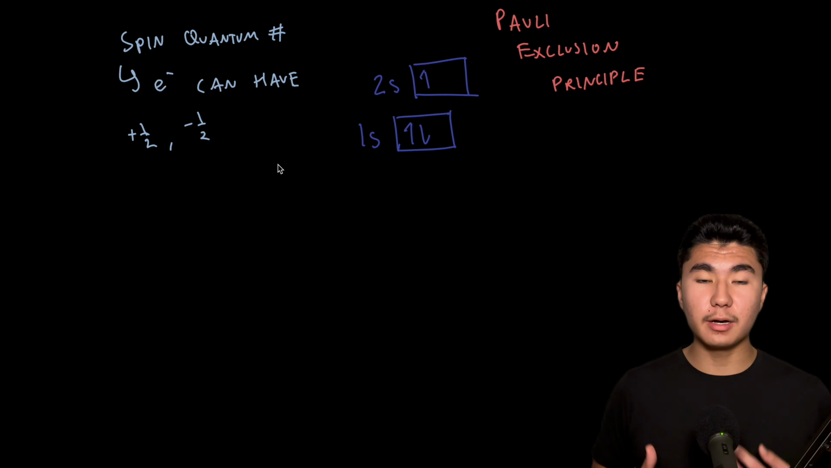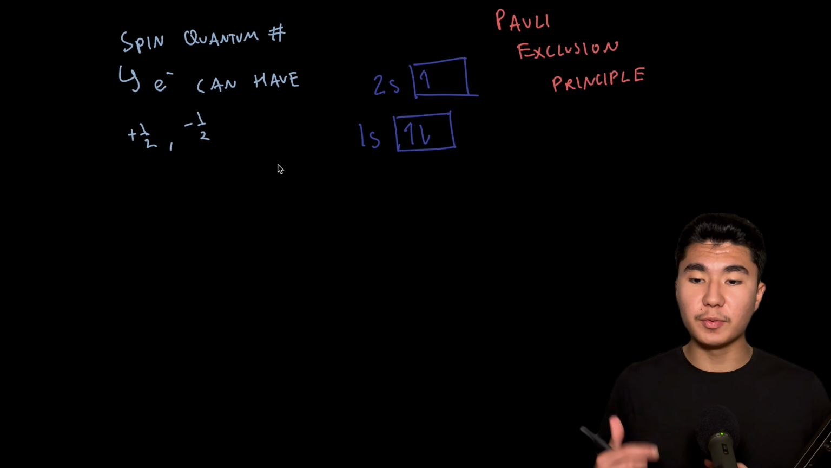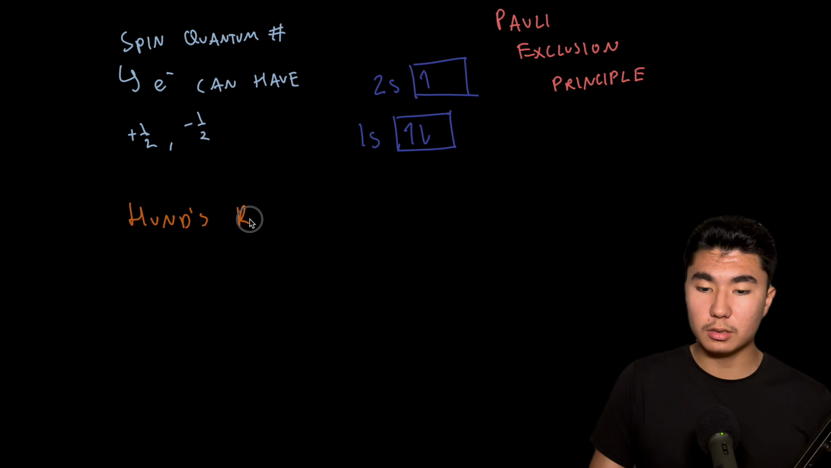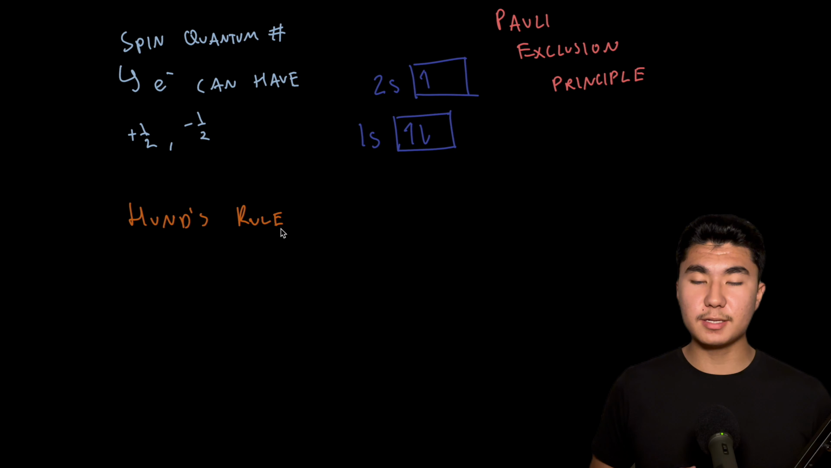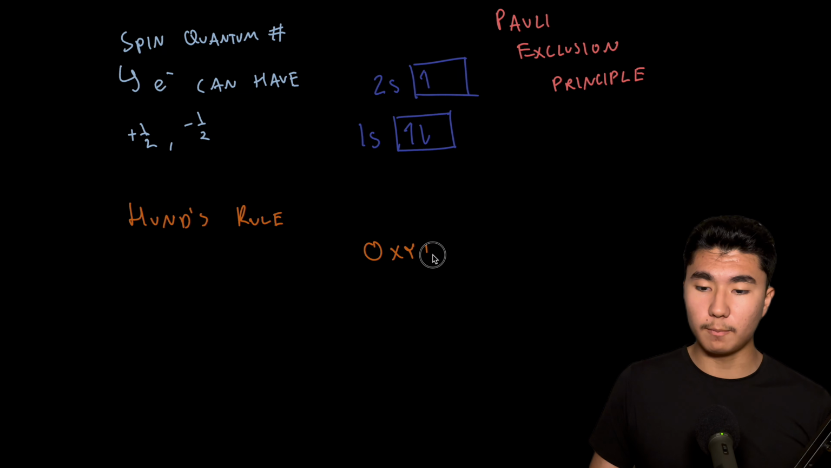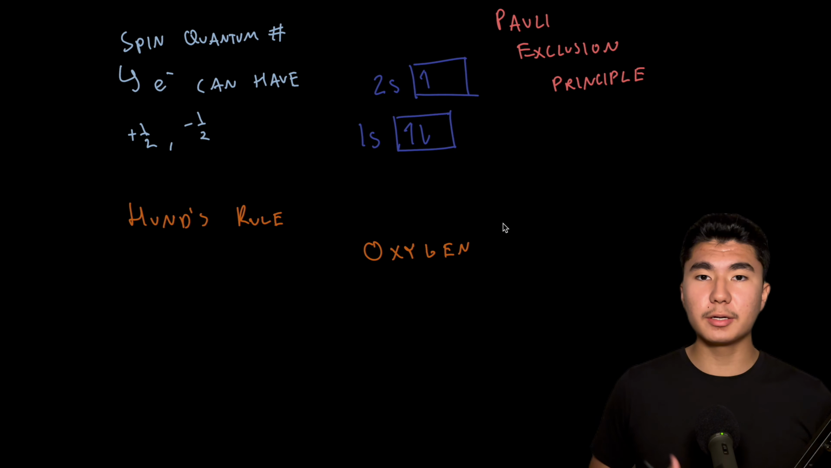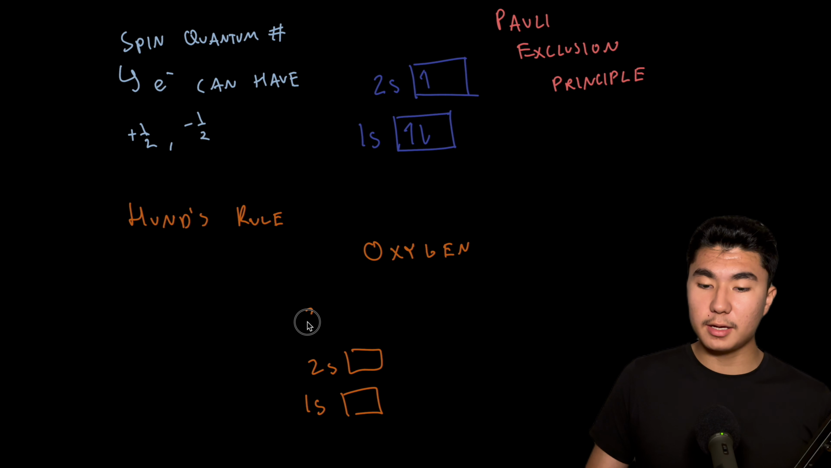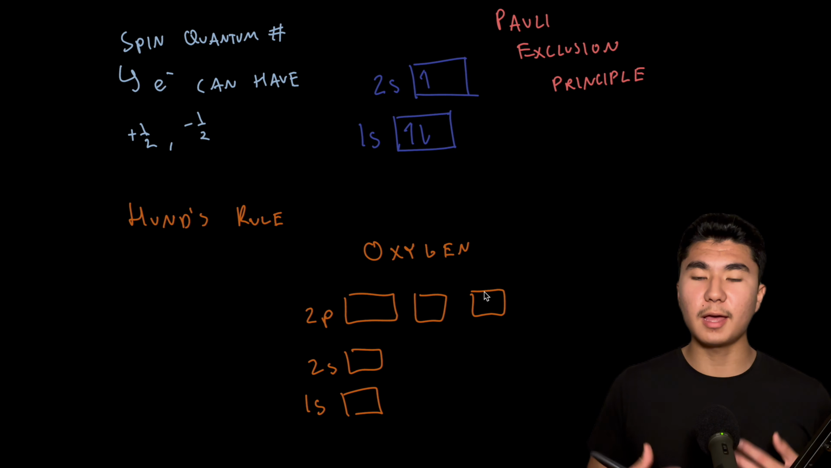Now, another rule we need to understand, which is more illustrated when we go to the p orbitals, is Hund's rule. Hund's rule basically says that we need to occupy every orbital before we can double them. Let's say we had something like oxygen, and we wanted to write those electron configuration boxes. We have 1s, that box over here, 2s, and 2p. Those 2p orbitals will actually have 3 boxes, and we'll get into that right after we talk about Hund's rule.